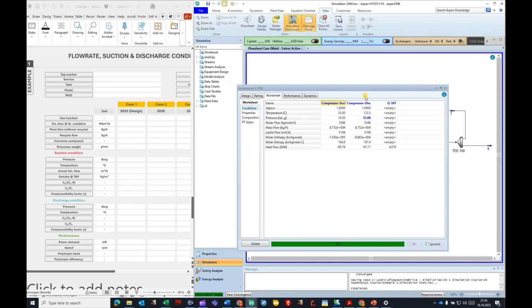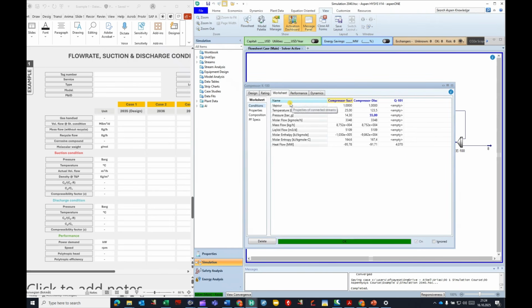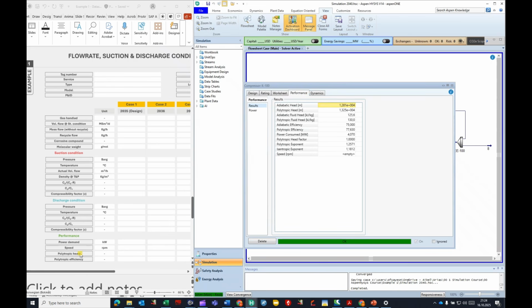And for the performance, you should come to the compressor window, and power demand, speed, polytropic head, polytropic efficiency, you can all find in performance. But remember, in this case, we don't have any information regarding the compressor curve, so therefore we don't know which operational speed will be for each of the cases.